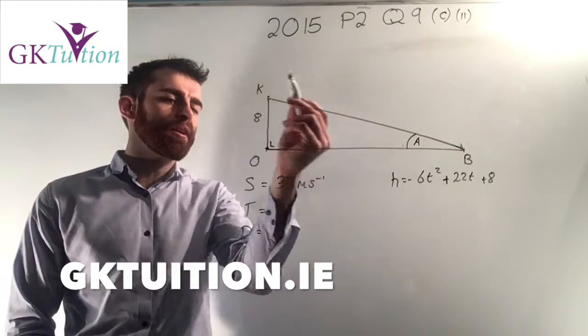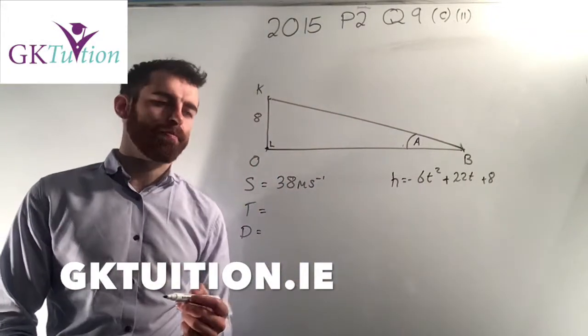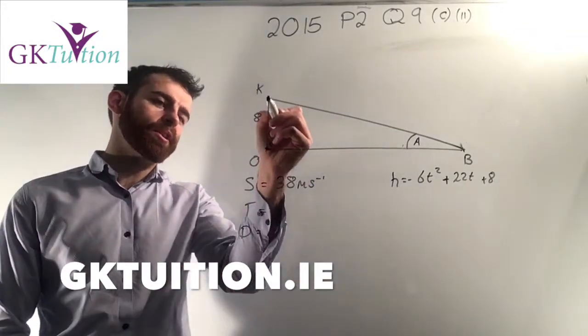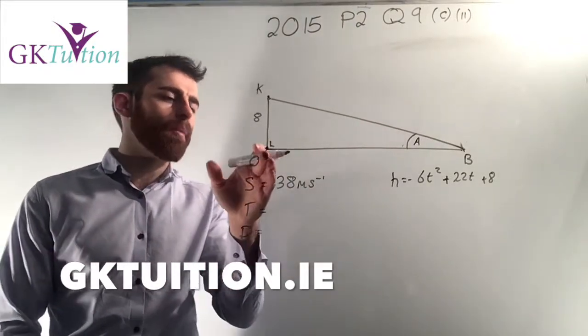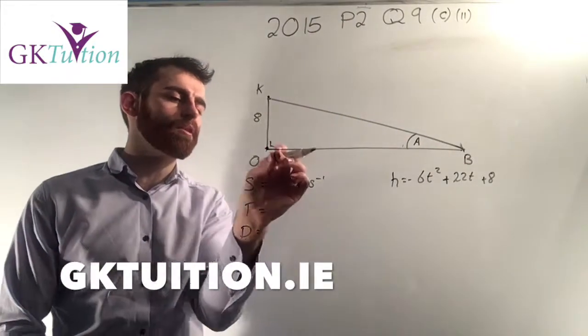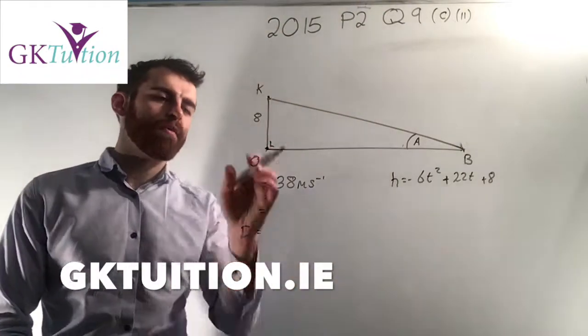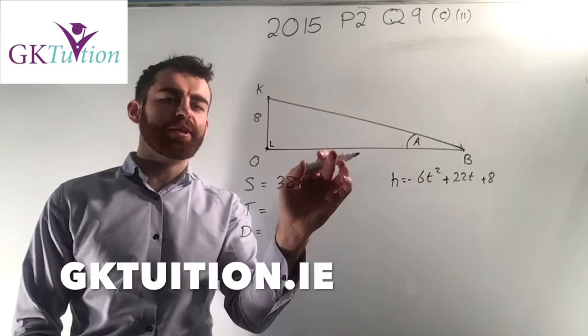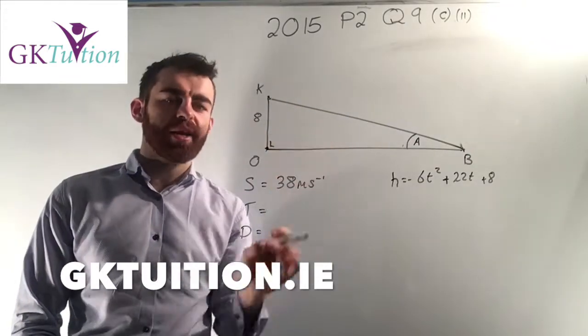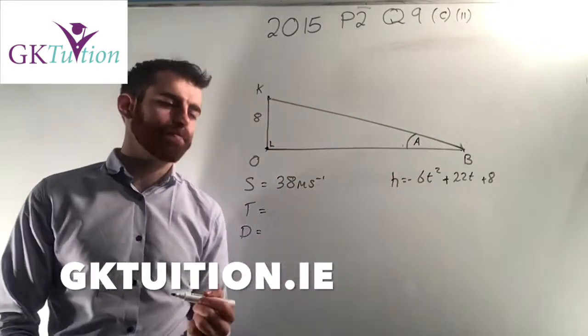So you should recognize that we're dealing with a right angle triangle. In the first part of the question, I worked out that this distance was 8, and I've been given some information about the horizontal, so I've been given some information about OB. If I know 8 and I know OB, that means I know the opposite and I know the adjacent, so I could just use tan to work out what the angle A is.